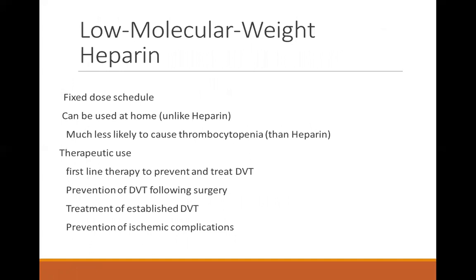Right. So when we consider low molecular weight heparin, a fixed dose schedule can be used, even at home, because these are small injections given subcutaneously. It is much less likely to cause thrombocytopenia than heparin. Therapeutic usage: first-line therapy to prevent deep vein thrombosis, prevention of DVT following surgery, treatment of established DVT, and prevention of ischemic complications.